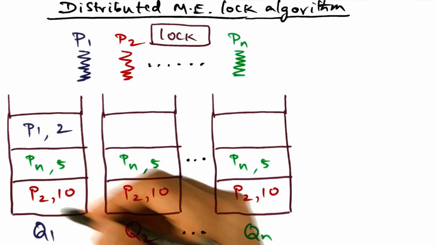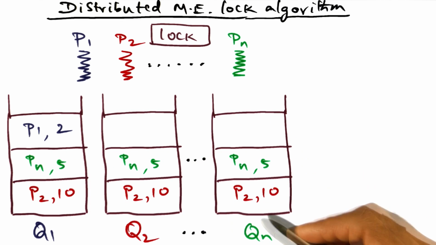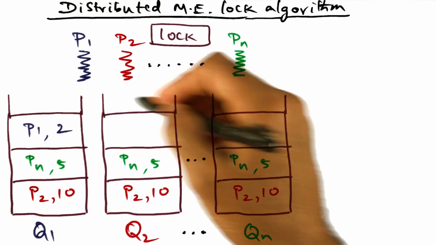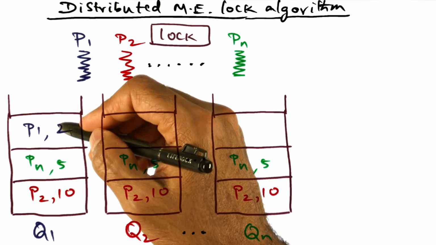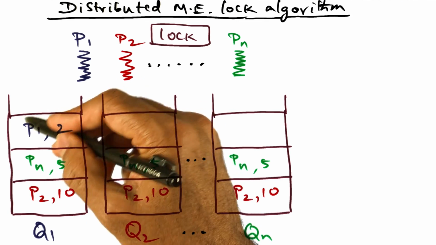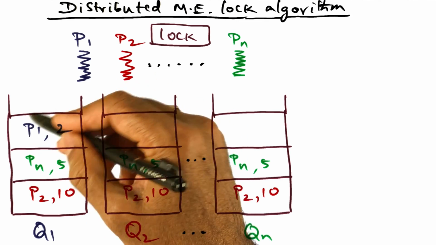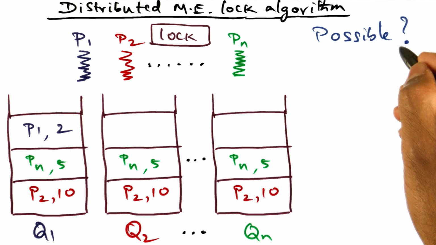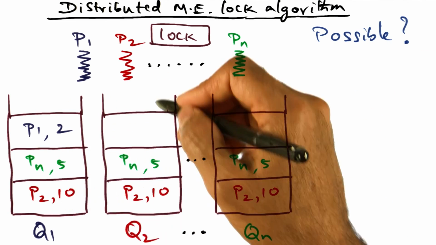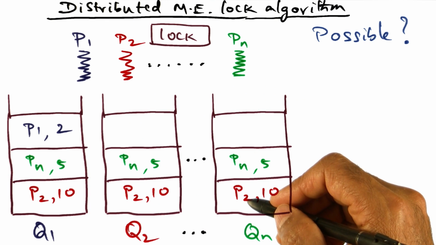So an example of the state of the queue is as shown. The thing that should jump out at you immediately is that the state of the queue is not the same in all the processes. For instance, process 1's queue contains its request that it generated at time 2, but I don't see it yet in the other queues. Is it possible that the queues can be inconsistent with one another? Of course it is possible.